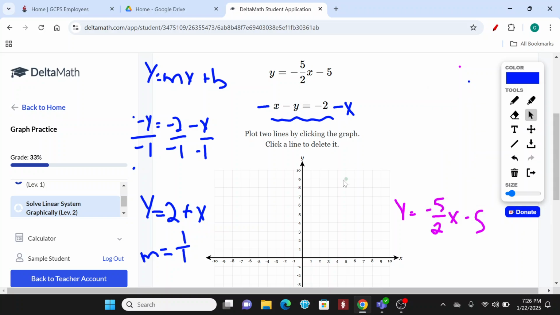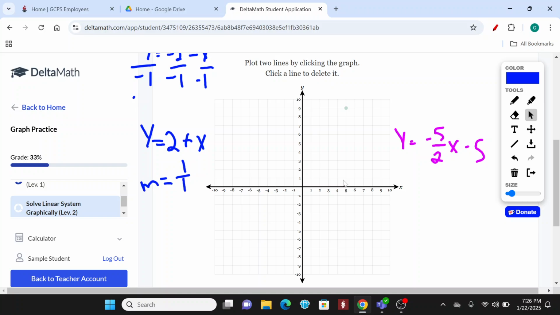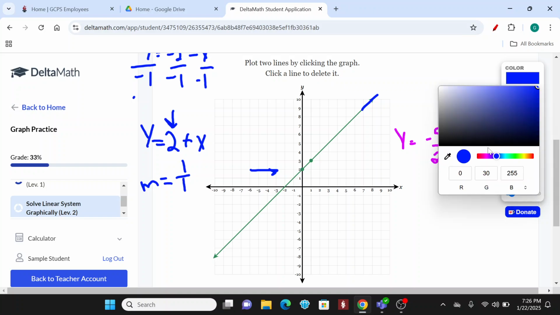Okay, so let's go ahead and go down. So first we're going to do the blue one. We see that our y-intercept is 2. So we go to 2. We're going to put our dot. Now our slope, because the coefficient of x is 1, is 1 over 1. So we're going to go up 1 over 1. Done. Now we're going to do our second one. So this is our blue line. And now we're going to do our pink line.